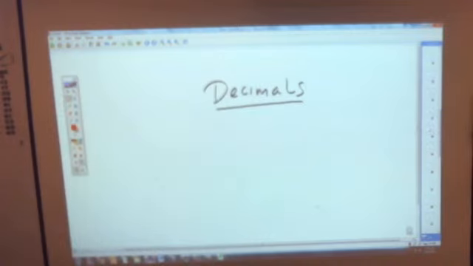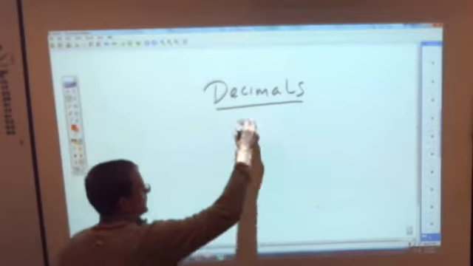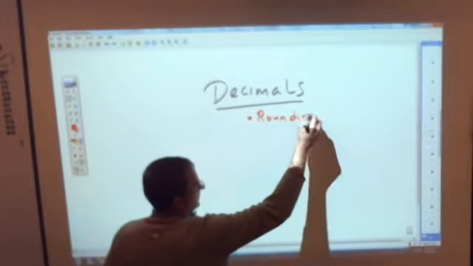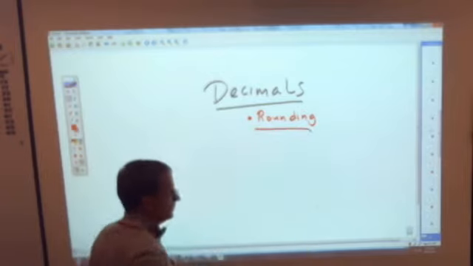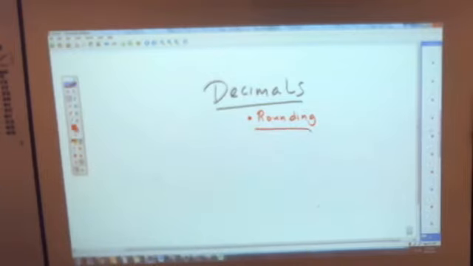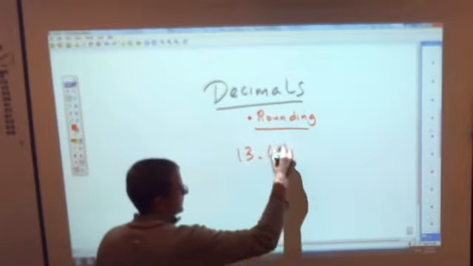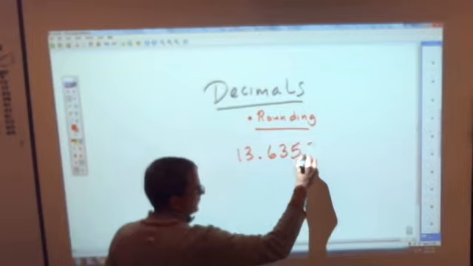A little subheading under decimals today is rounding decimal numbers. Just a couple things that'll be relatively simple, but there are some highlights you need to know. Okay, let's say you have, well, let me give you a number. 13.6352.